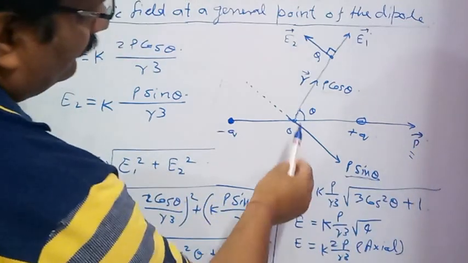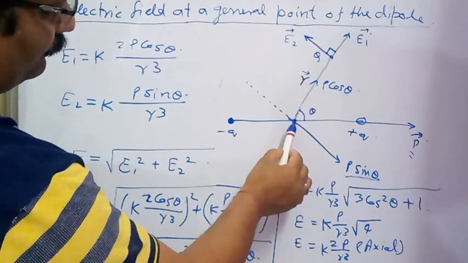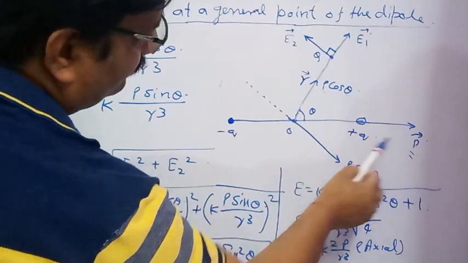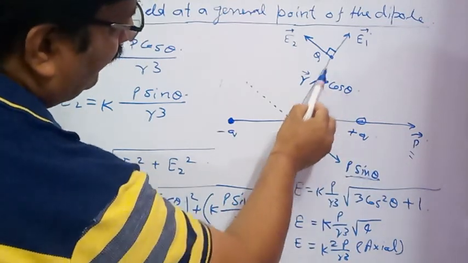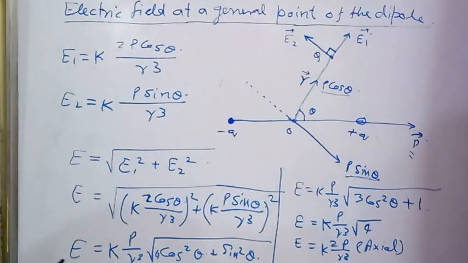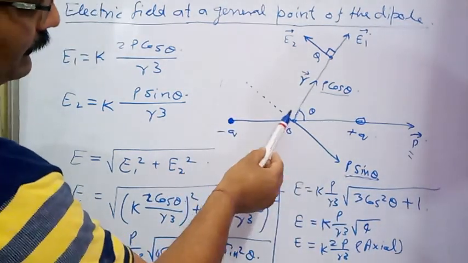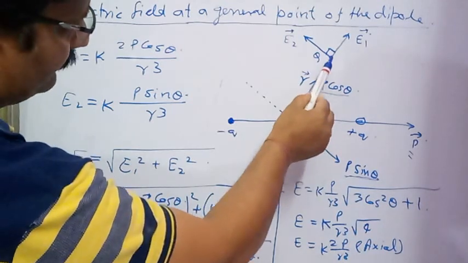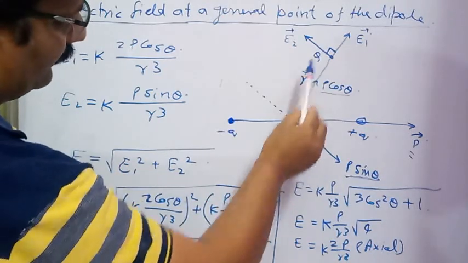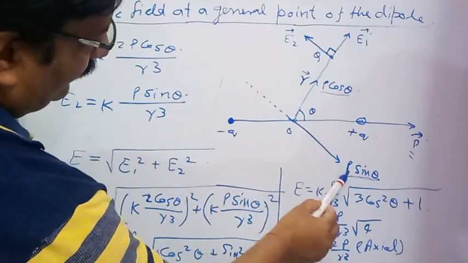dipole moment P. Here you can see the position vector of point Q is r with respect to the center of the dipole. If we resolve dipole moment P into components, the component along the direction of the position vector is P cos theta and the component perpendicular to the position vector is P sin theta. Point Q is lying on the axial position of the P cos theta component, but point Q is lying on the equatorial position of the P sin theta component.